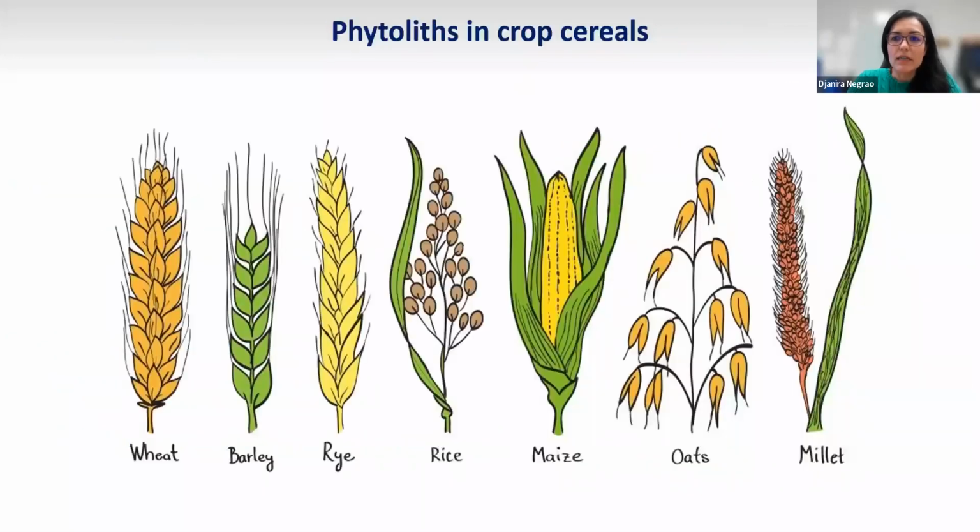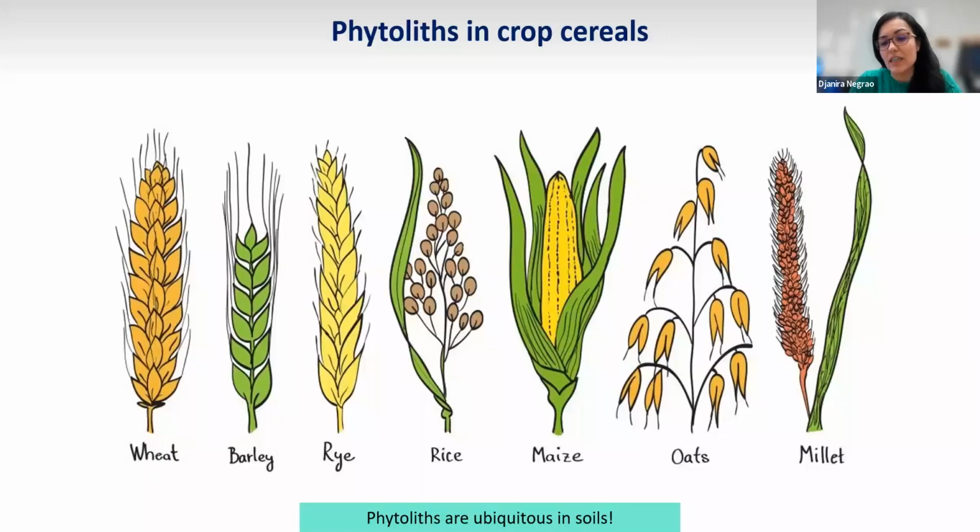And phytoliths, as I said, are silicon deposits in the plants, and we can find them in many crops we use for food and energy production. We can find phytoliths in wheat, barley, rye, rice, maize, oats, and millet. And that's why they are very ubiquitous in soil. So we can find phytoliths everywhere, even in forest and savanna and grasslands. We can find them in different soil profiles as well.